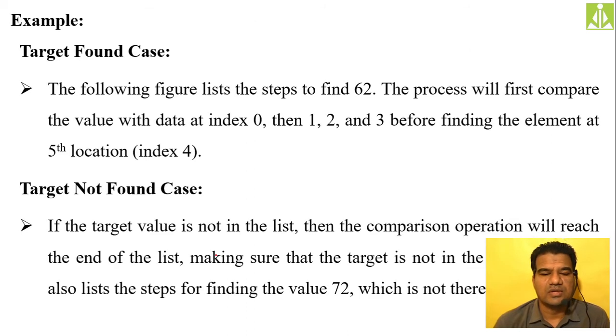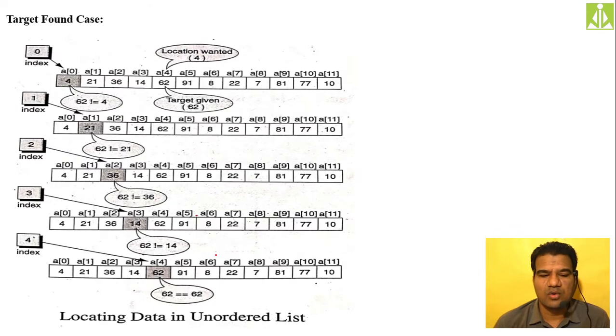Target found case, target not found case. Whenever we are performing a search operation, there are two possibilities. First possibility, we can find the target, and the second possibility, we may not find the target. Over here it is the target found case. If we are looking for element 62, we are finding it at location 4, so we are returning the index value as 4 from this operation.